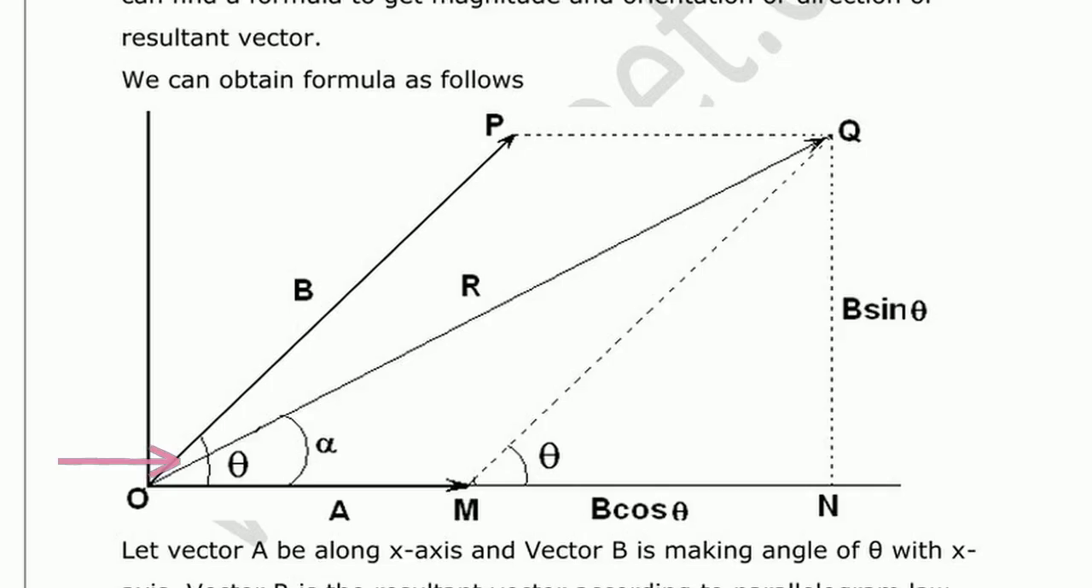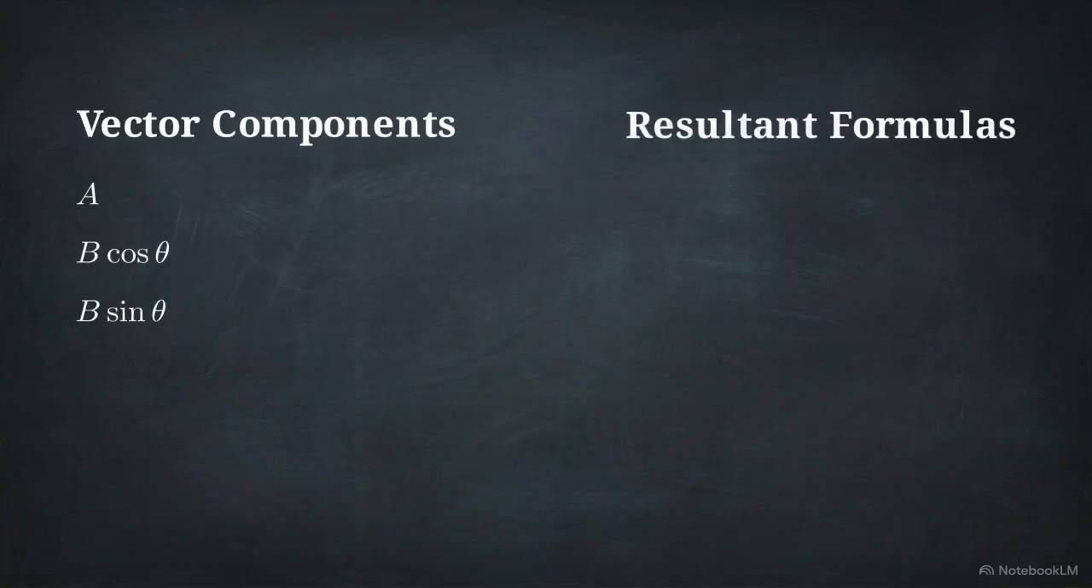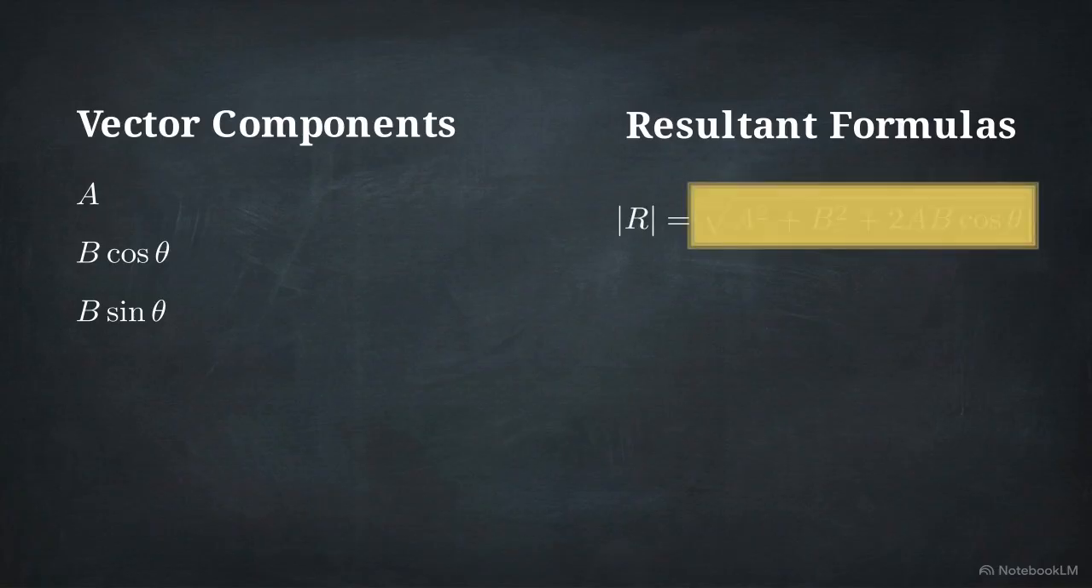By looking at the angle theta between the original vectors, we break vector b down into perpendicular components, b cosine theta along the x-axis and b sine theta along the y-axis. Those components feed directly into 2 vital formulas. We use the Pythagorean theorem to find the magnitude of the resultant, and we use the tangent ratio to determine its exact physical direction. Let's apply this.